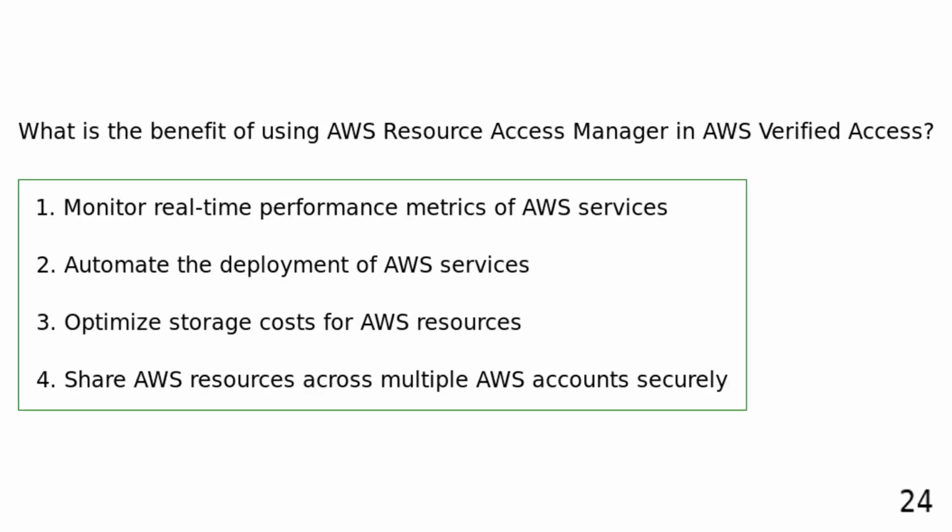What is the benefit of using AWS Resource Access Manager in AWS Verified Access? Monitor real-time performance metrics of AWS services. Automate the deployment of AWS services. Optimize storage costs for AWS resources. Share AWS resources across multiple AWS accounts securely.